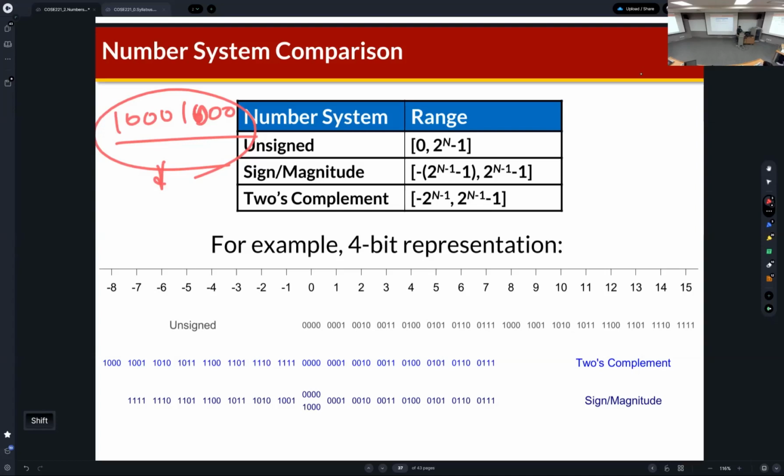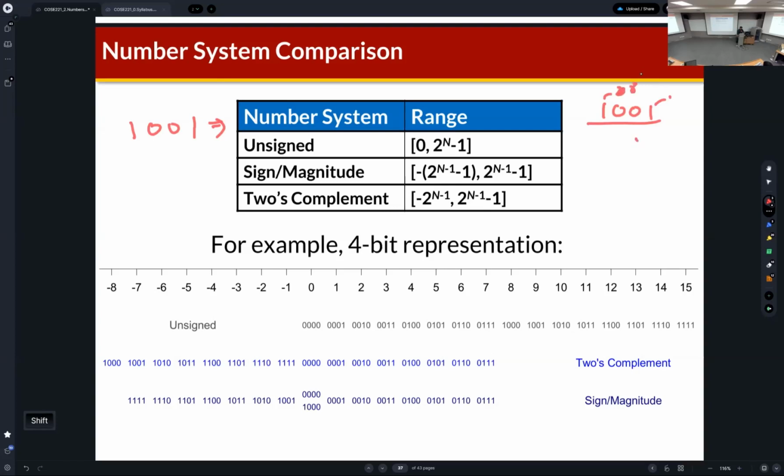Do you understand? For example, it's the same data, so let's use just 4-bit data, like 1 0 0 1. It's the same 4-bit data, but if we use the unsigned number system, unsigned means that there is no plus or minus sign, which means that unsigned numbers include 0 and the positive numbers. So with the unsigned number, 1 0 0 1 represents 1 plus 8, so it's 9.